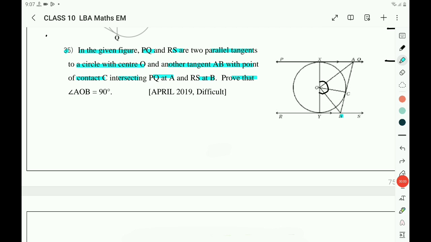Similarly, triangle AXO and triangle ACO are congruent. According to RHS congruence rule, you can prove that the two triangles are congruent, and according to CPCT, you can have these two angles are equal. Angle XOA is equals to angle COA. Similarly, you can have angle COB is equals to angle YOB. With the help of that concept, you can prove angle AOB is equals to 90 degree.